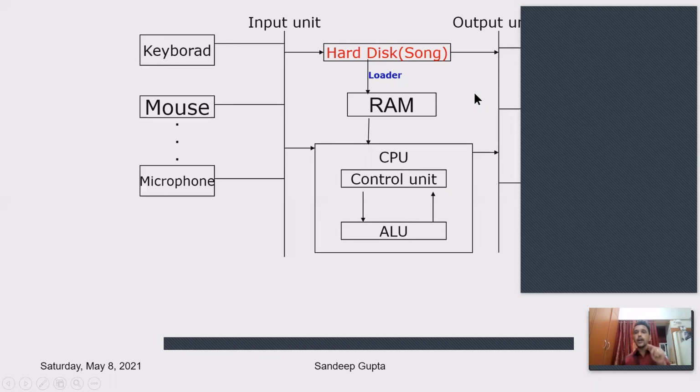Now, let's say after the lecture is over, you click on the WhatsApp icon. When you click on the WhatsApp icon, basically, you are trying to run WhatsApp. You are trying to execute WhatsApp. Now, when you click on the WhatsApp icon, what will happen is the loader will transfer the entire copy of WhatsApp from hard disk to RAM. So at this moment, there are two copies of WhatsApp in your cell phone, one in hard disk and one in RAM. Don't forget the RAM is also there in your cell phone.